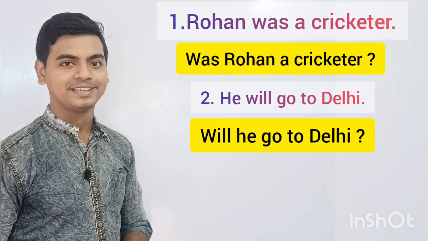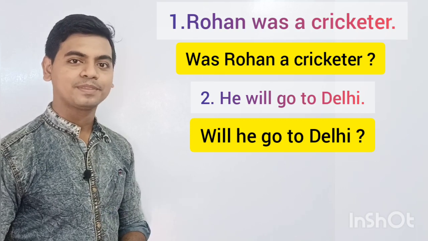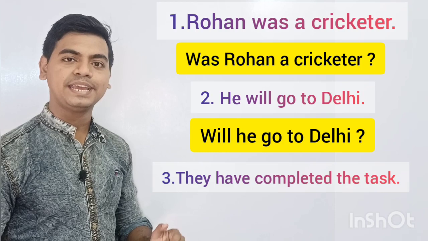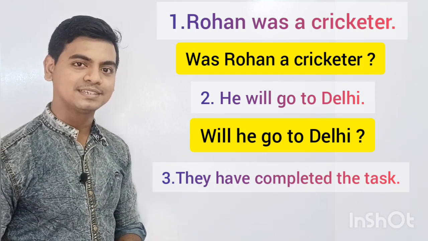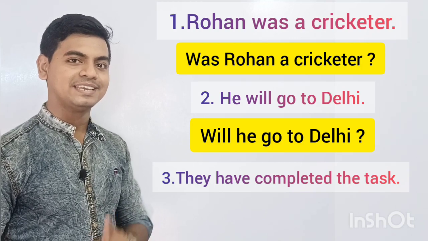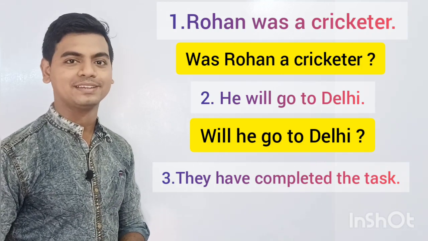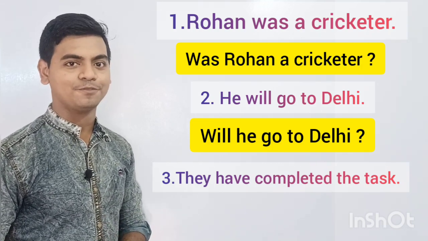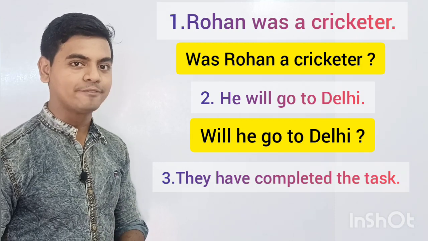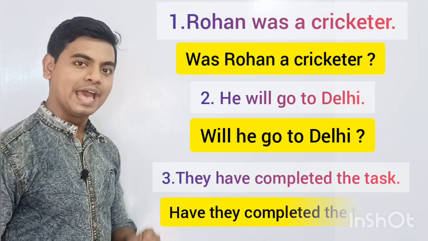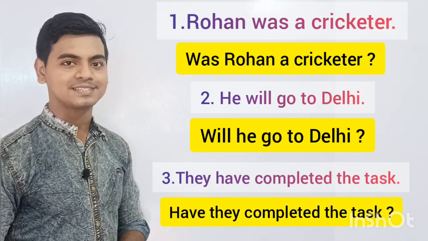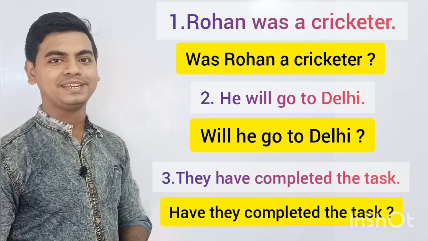Right. Next, number 3. They have completed the task. In this sentence, yes, you are absolutely right. Have is the auxiliary verb. So we will just put have before the subject they and make a question. Have they completed the task?